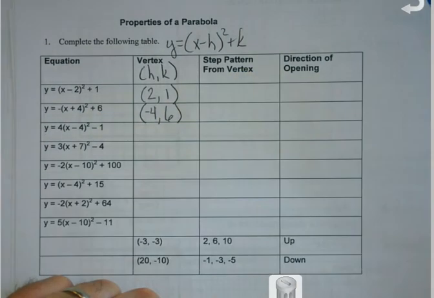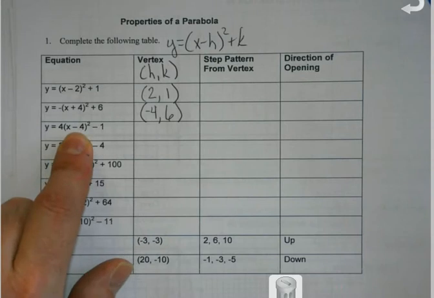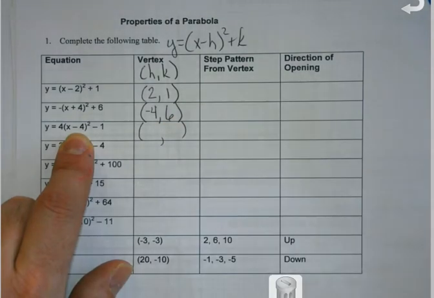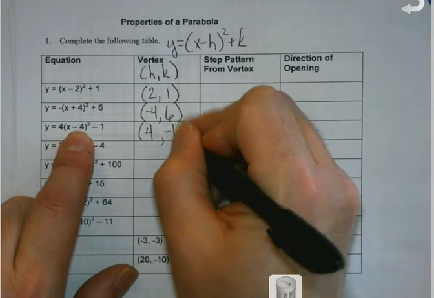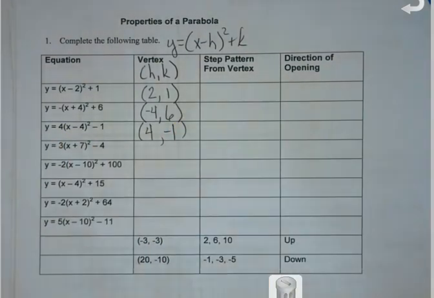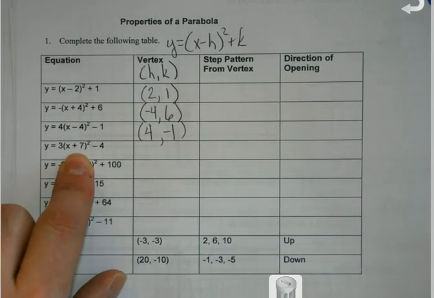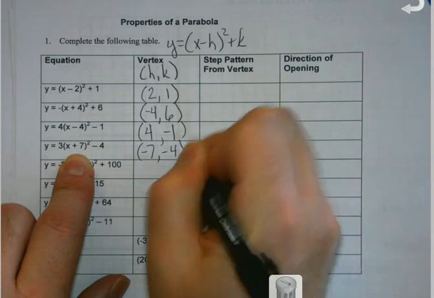So if that's the case, what's my vertex in this next one going to be? Okay, 4, because I'm always going to switch this. And then I keep whatever's on the outside. One more here. What about this next one? 7. Okay. -7, because we switched the inside, -4.